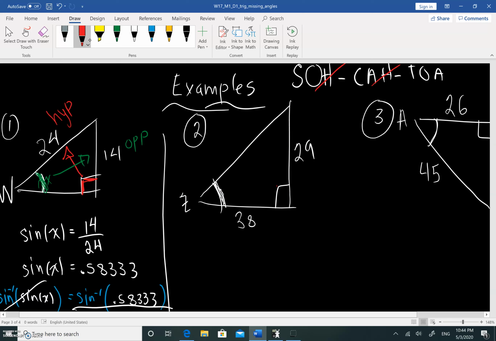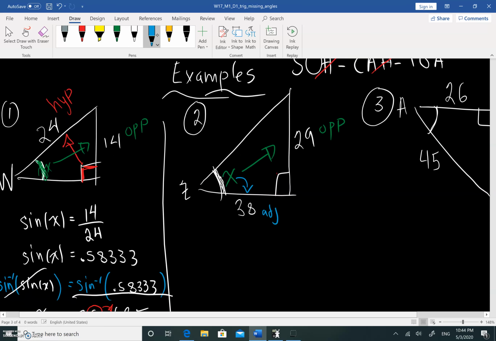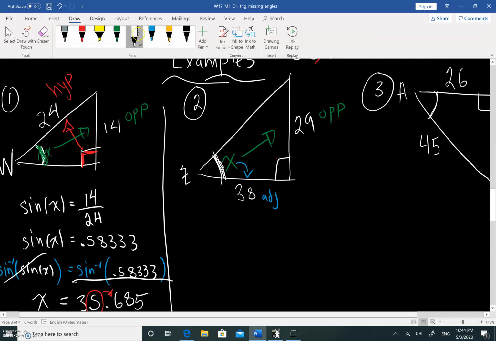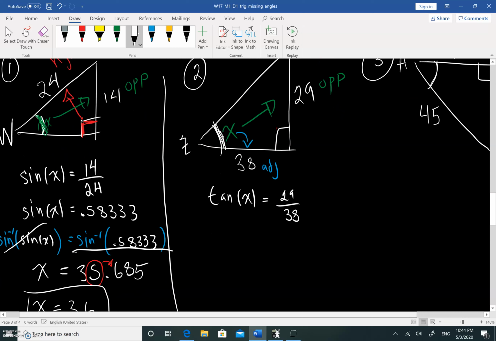But for tangent, I also need to know which one's opposite. So this is going to be my x because that's my angle. This is going to be my opposite. And that means that this is going to be my adjacent, right? So we have opposite over adjacent. So it's going to be tan of x is equal to opposite over adjacent. So what's my next step?